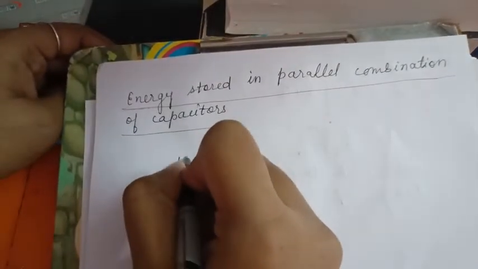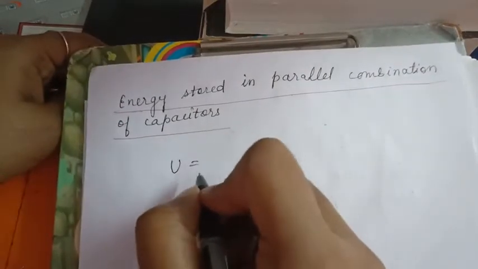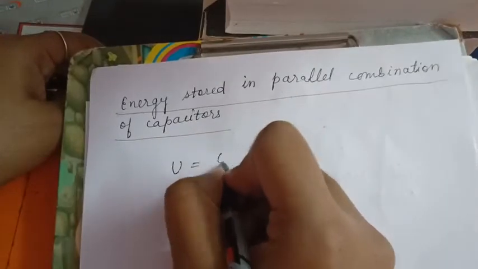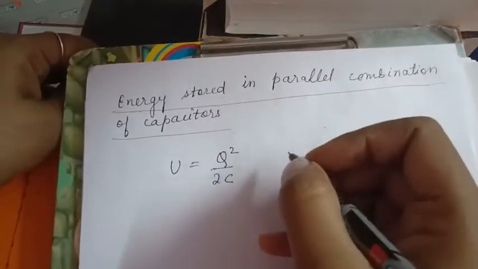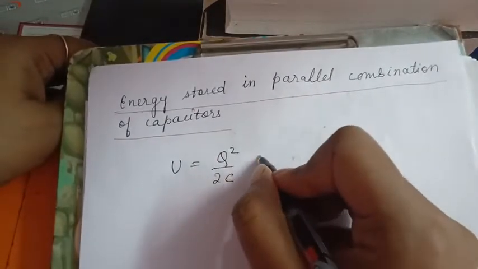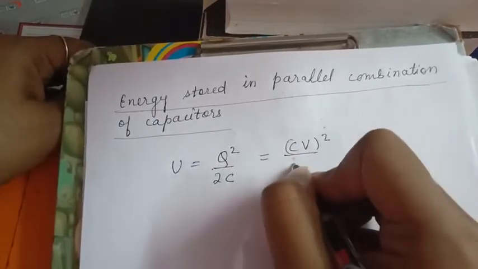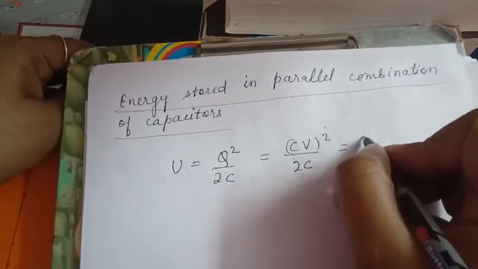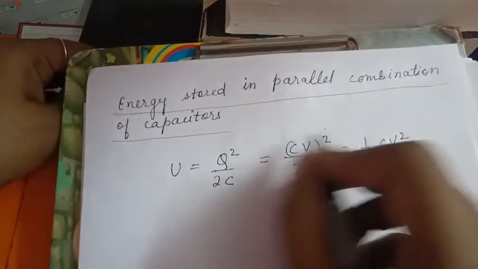Similarly, now let us see how energy is stored in the case of parallel combination. So, energy stored in parallel combination of capacitors. Again, suppose U is the total energy stored in the combination, and C is the equivalent capacitance, as we have done earlier. Q square upon 2C. This is the formula we know, but if I want to write Q in terms of C into V, what will be the formula? Q is CV, whole square upon 2C. It is 1 by 2 CV square. Why have I written it like this? Because I have to show the parallel combination.